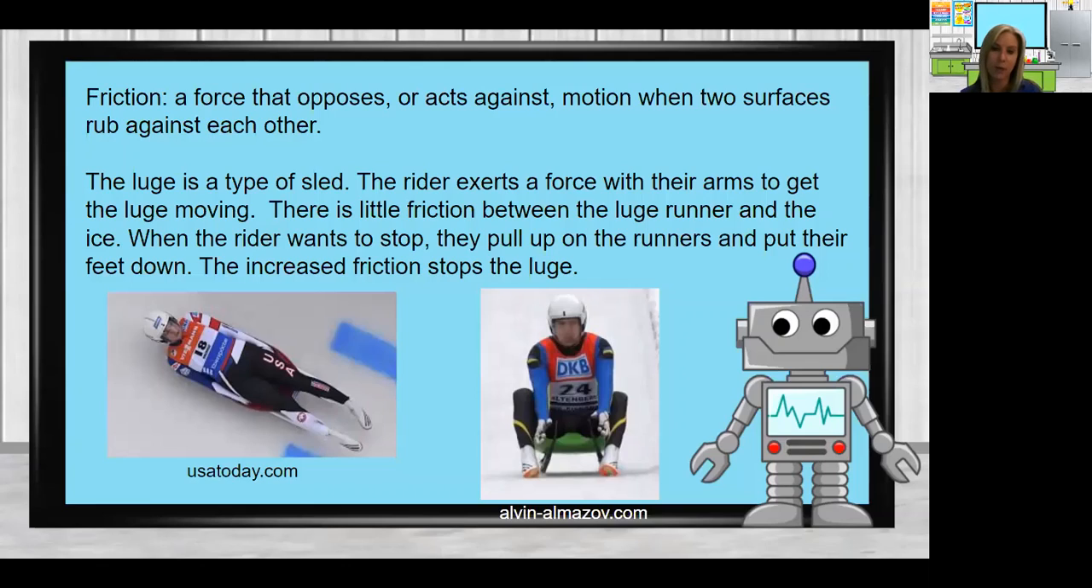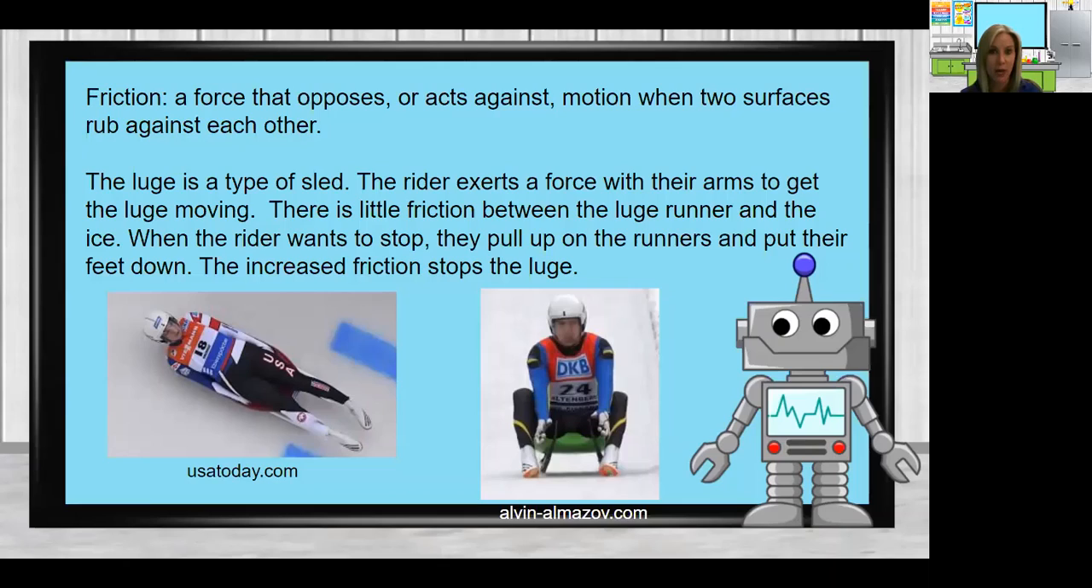So you can see by the pictures here, the luge is a very fast moving sledding event in the Olympics, and it's competed all around the world. And the sled has what they refer to as runners, and that's the contact to the ice. And those are slick and those are sharp. And this way it eliminates friction so the luge can move extra fast.